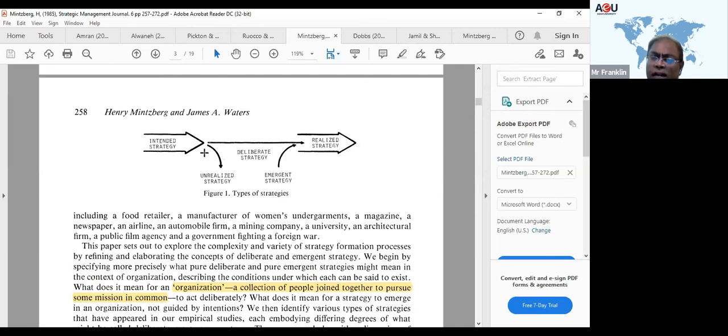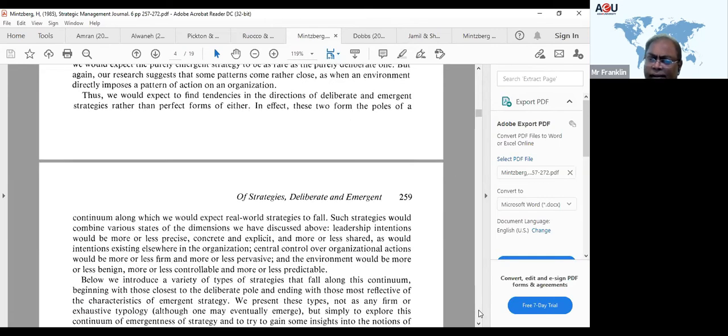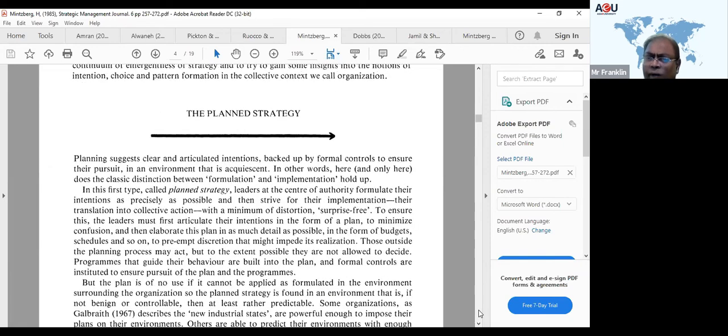Most intended strategies become unrealized strategies. A deliberate strategy is what you push to make sure the strategy goes through, and emergent strategy comes in. This is where he talks about it. I haven't marked it, but I think I read where he talks about chaos. Another thing he talks about is what you call entrepreneurial.